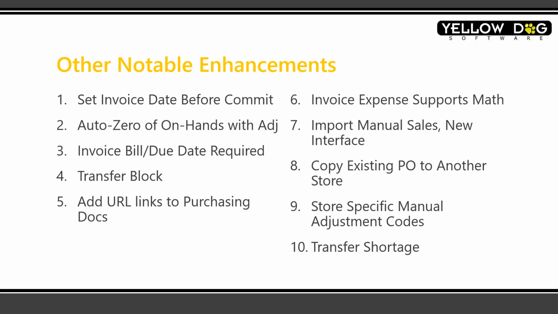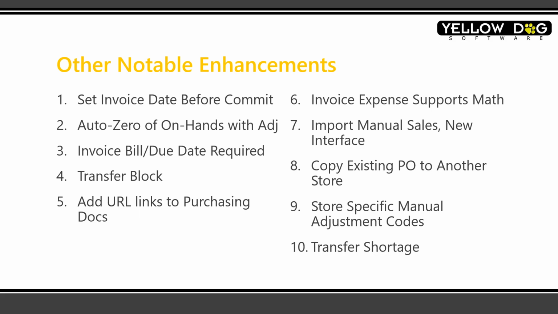Now, as you create an invoice, you can go ahead and enter in a date before you have to commit it. There's a new auto zero functionality that will automatically take an item and make its on-hand zero and book the adjustment to a predefined account. A great way to handle ordering non-inventory items such as supplies from the warehouse. With invoices, you can now have the bill and due date be required fields that they have to fill out. You can do a transfer block on items to prevent certain items from being transferred. You can add URL links to purchasing documents to record a particular website or a particular link to a document that's on the web.